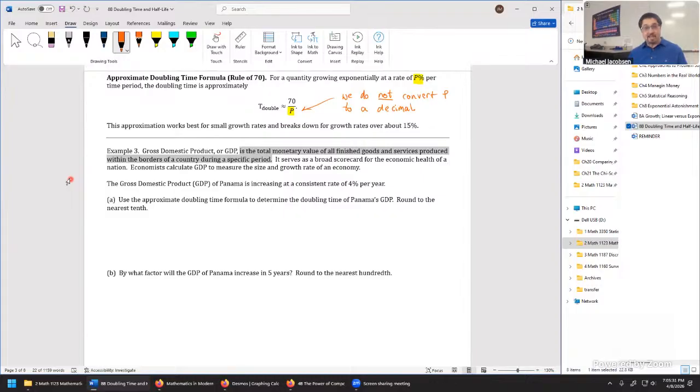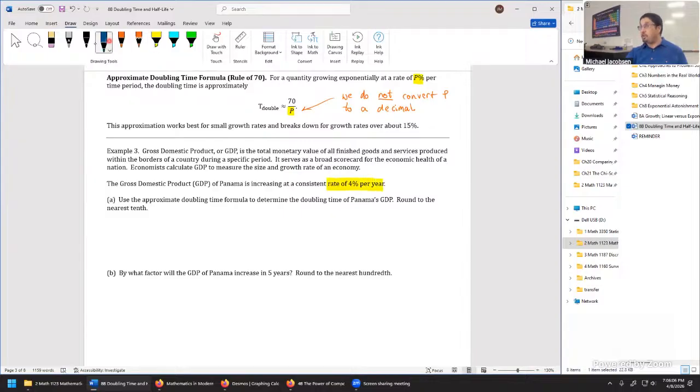We're not taking an econ class, for example. It serves as a broad scorecard for the economic health of a nation. And we're told next, economists calculate GDP to measure the size and growth rate of an economy. So here's our next part of the context, just one sentence. The gross domestic product of the country of Panama is increasing at a consistent rate of 4% per year.